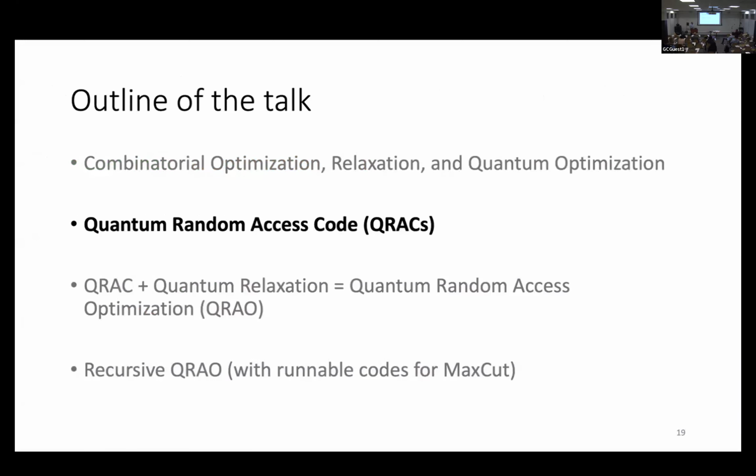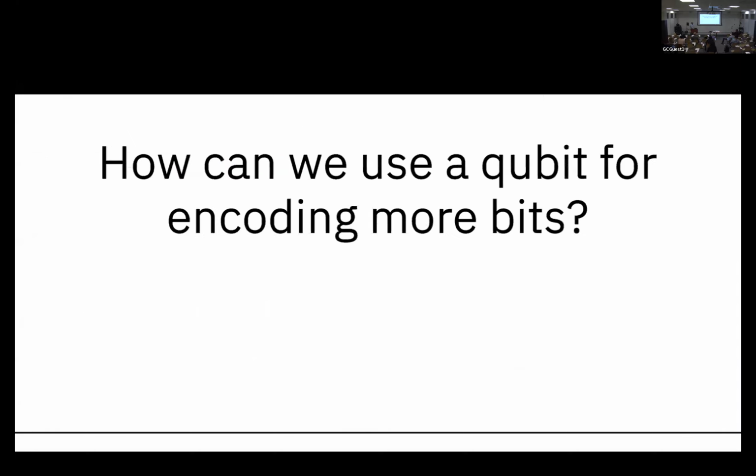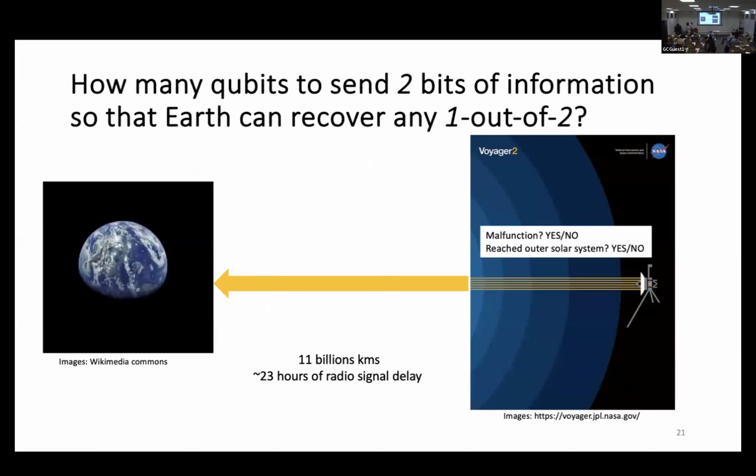Okay, so what I do is use a primitive called quantum random access code, and I would like to introduce that: how we can encode a qubit for encoding more bits. Here's an illustration problem. Let's say Voyager reached the outer solar system several years ago, I believe. It's still working. It sent us some signal, but that radio signal will travel about 23 hours before reaching us, right? And let's say it wants to send us 2 bits of information. Is it a malfunction, or has it reached the outer solar system?